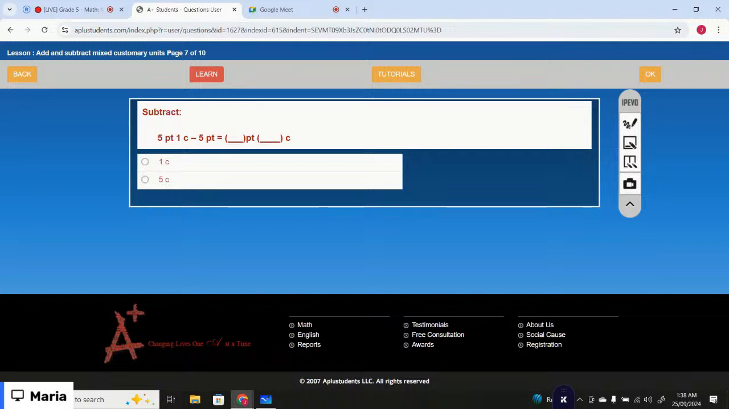The next one is 5 pints 1 cup minus 5 pints. So, which is the correct option? The correct option is 1 cup. Option number 1 is the correct option. Very good.